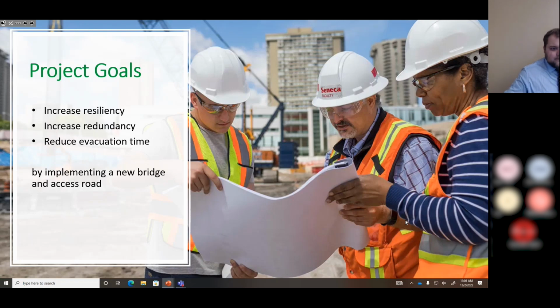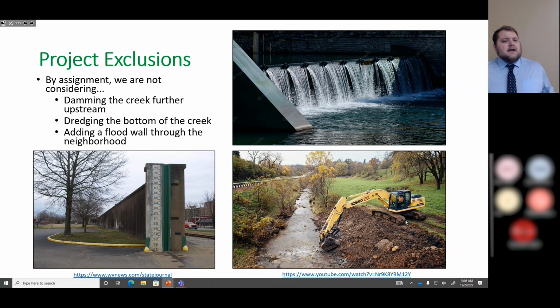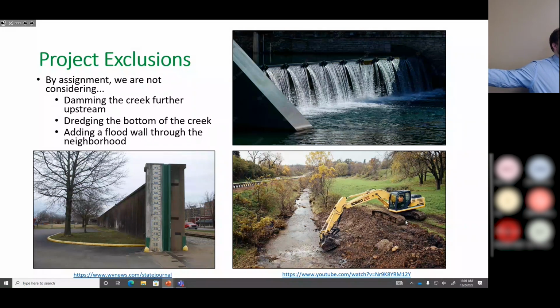Some of the things we were excluding by assignment were we didn't want to dam the creek, possibly having a reservoir somewhere upstream. That was excluded from this project. We also weren't planning on dredging the creek. There's some environmental issues as well as property issues. Some of the same reasons that we didn't do a flood wall as well, that going alongside of the stream.